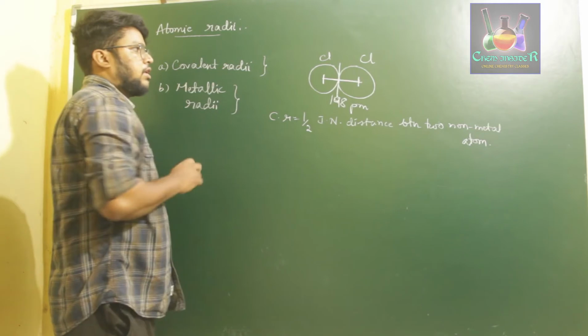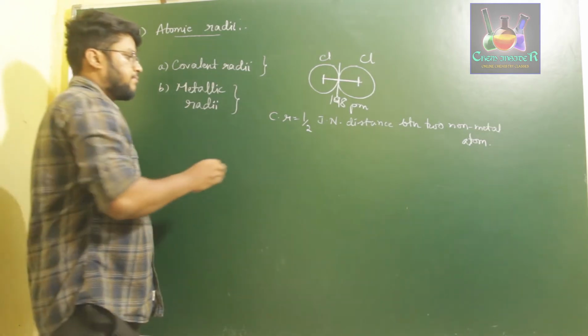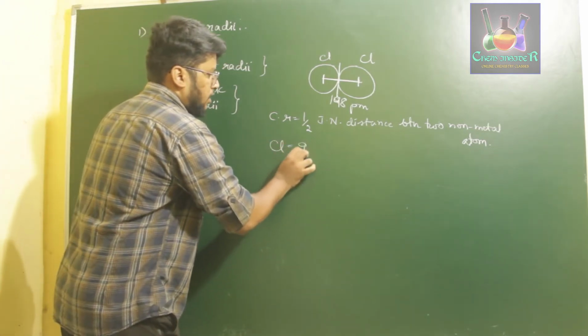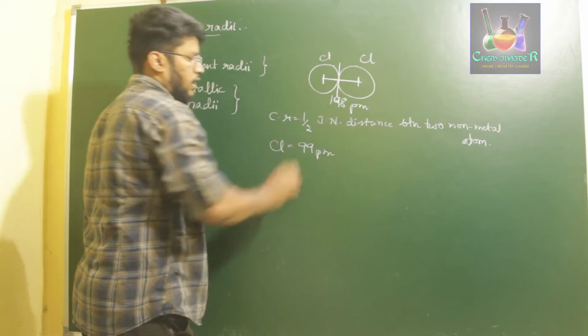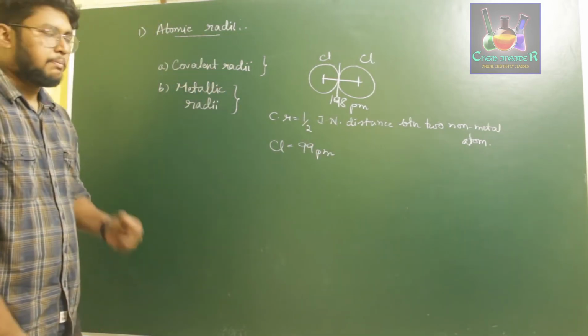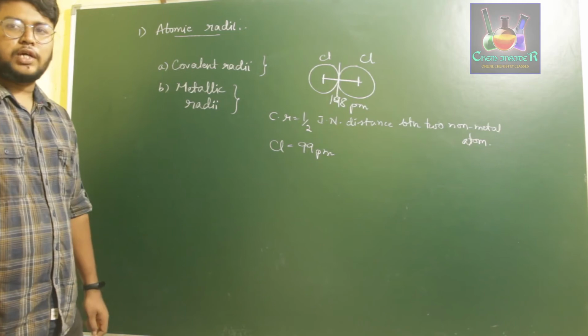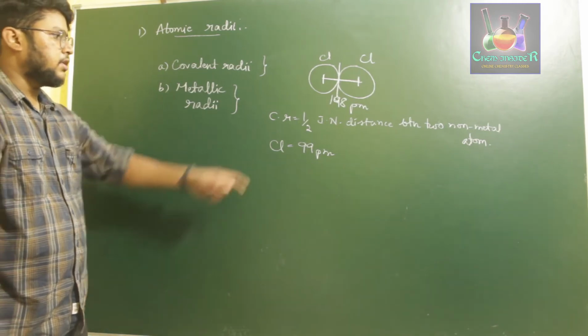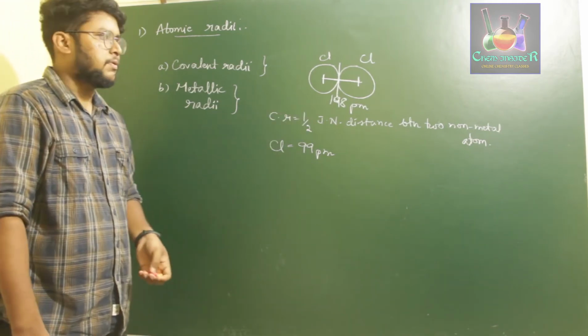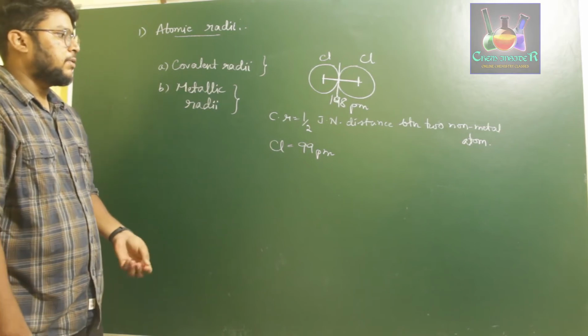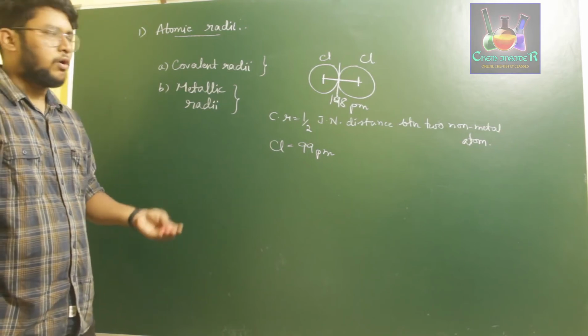So therefore the radii of chlorine is 99 picometer. So this is how we calculate the covalent radii. This is half of the internuclear distance between the two non-metal atoms, or nothing but half of the covalent bond length.